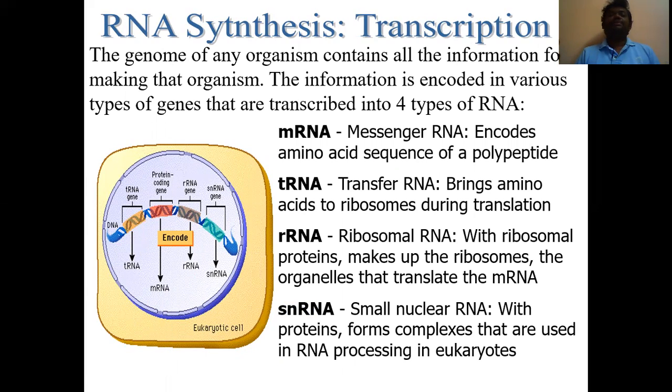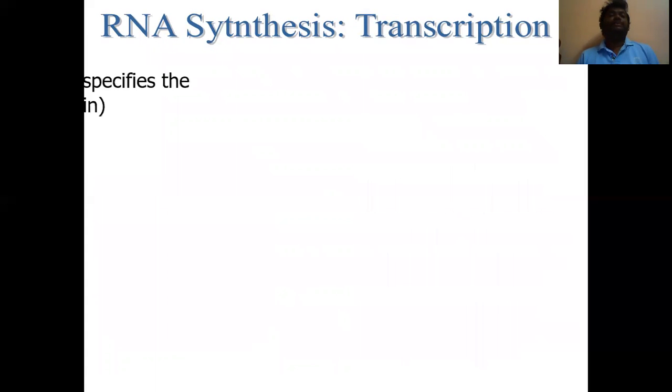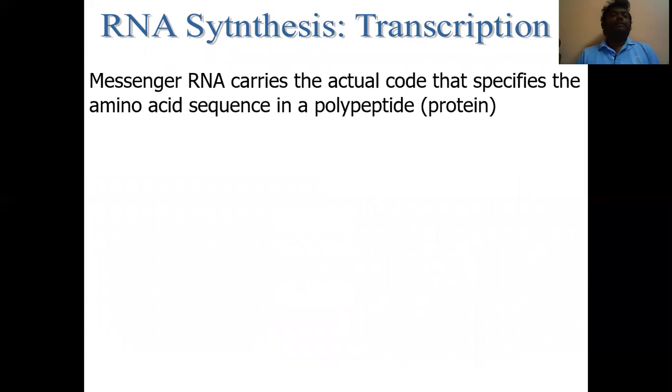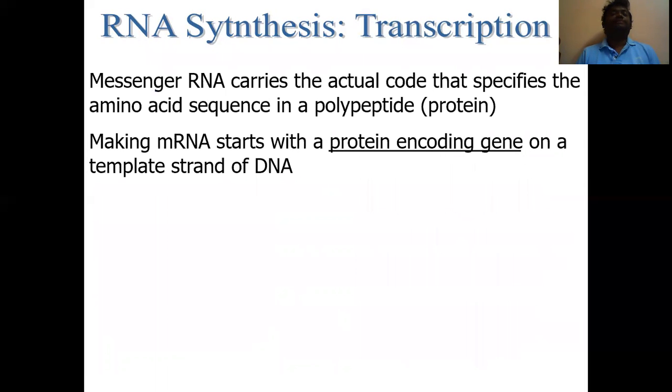That means processing of immature messenger RNA. Initially, the messenger RNA is not ready to participate, whereas the snRNA will splice it and process it into pure mature messenger RNA. Right. The messenger RNA carries the genetic code that is useful in the synthesis of a specific protein sequence.